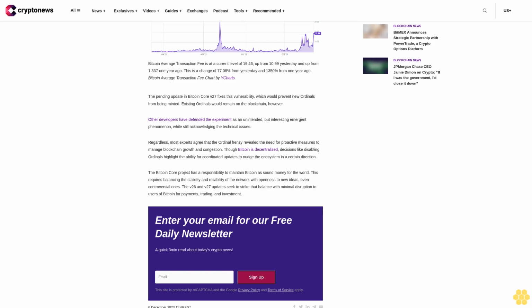Though Bitcoin is decentralized, decisions like disabling ordinals highlight the ability for coordinated updates to nudge the ecosystem in a certain direction. The Bitcoin Core project has a responsibility to maintain Bitcoin as sound money for the world. This requires balancing the stability and reliability of the network with openness to new ideas, even controversial ones. The V26 and V27 updates seek to strike that balance with minimal disruption to users of Bitcoin for payments, trading, and investment.